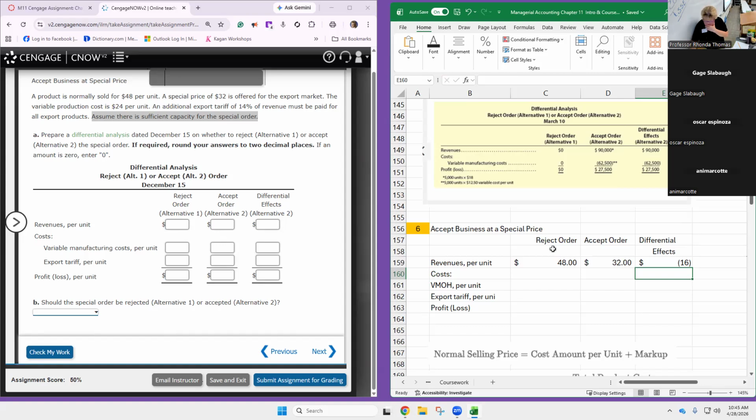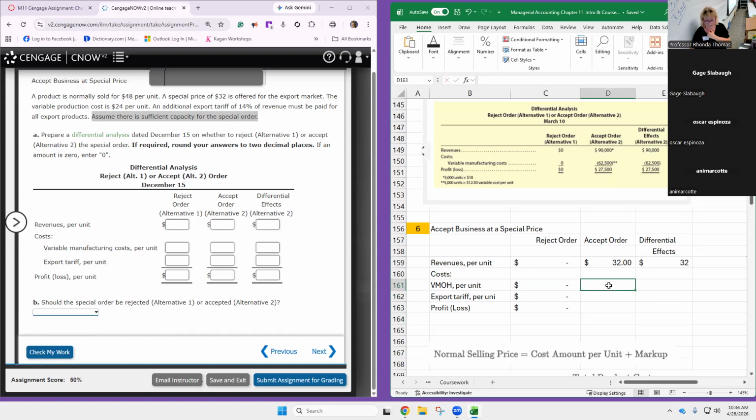So wait a minute. Revenue to reject the order. Oh, I apologize. This is a 0. My fault. If we reject the order, we're not getting any revenue from the order. That's there to kind of be tricky. Sorry about that. The variable cost is $24 each. Again, if we don't make it, we're not having any costs, right? So believe it or not, rejecting the order is 0 all the way down here. It's going to be 0, 0, 0.